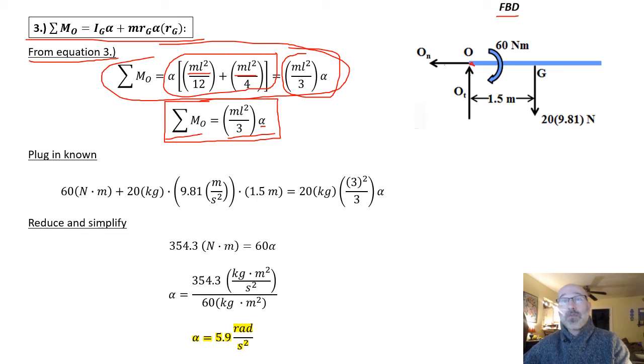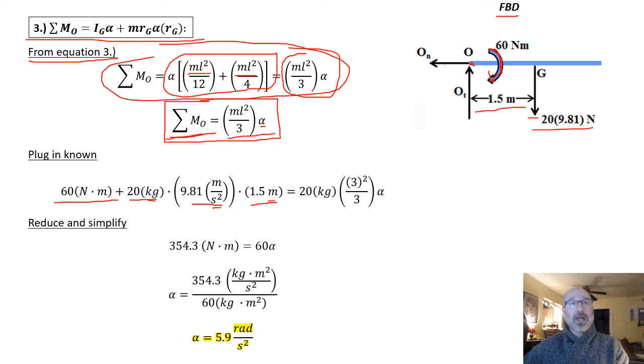Our only moments are going to come from our external moment given to us as 60 Newton meters, and our weight force times this distance of 1.5 meters. These are both rotating clockwise. We're going to consider clockwise a positive moment for our coordinate system. So our 60 Newton meters is going to be part of our summation of moments, plus our weight force, which is mass, 20 kilograms, times acceleration due to gravity, 9.81 meters per second squared, times that distance. You can see I've written out my units for unit analysis just to double check.